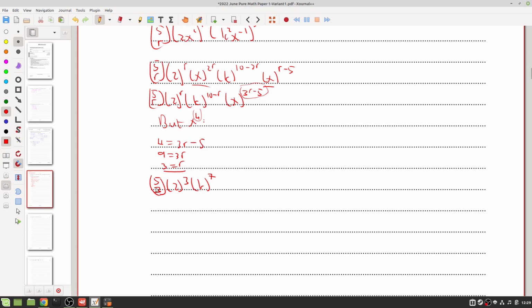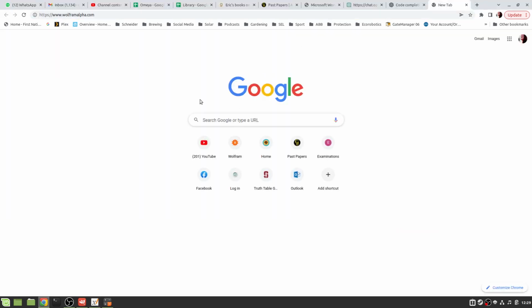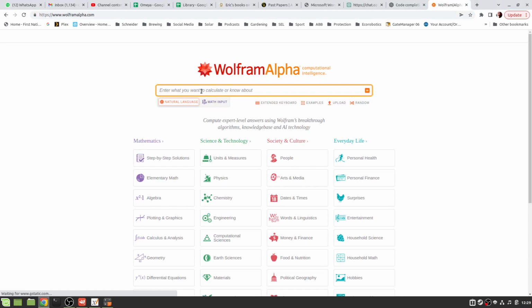Now we just need to solve this. So 5 choose 3, I'm not sure what that is, so let's get a calculator out here, a better one than what I have. So let's do 5 choose 3.